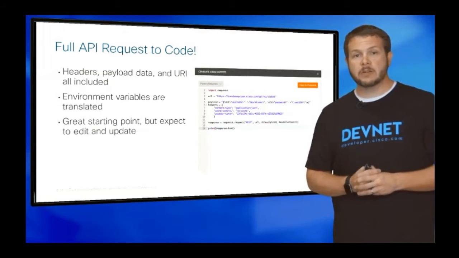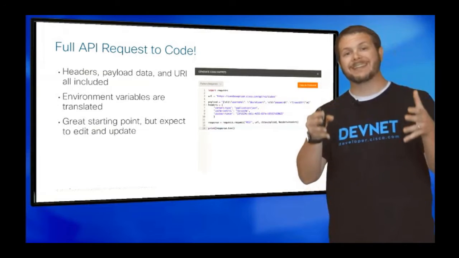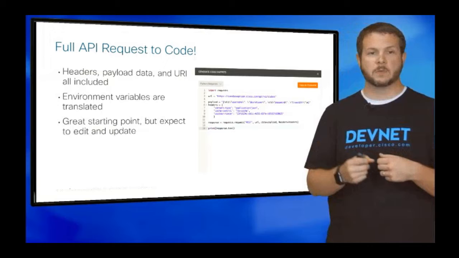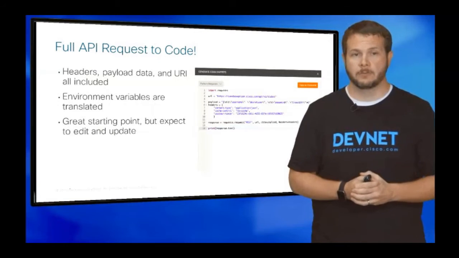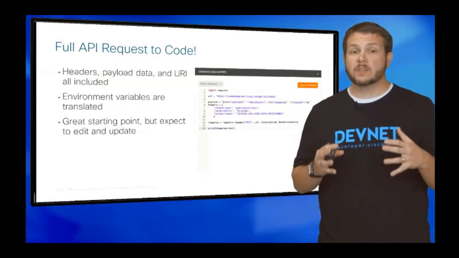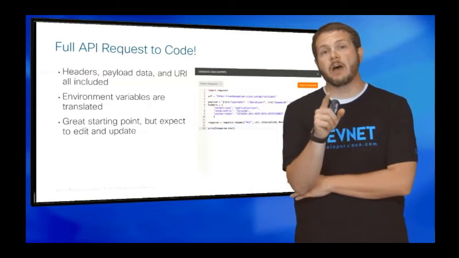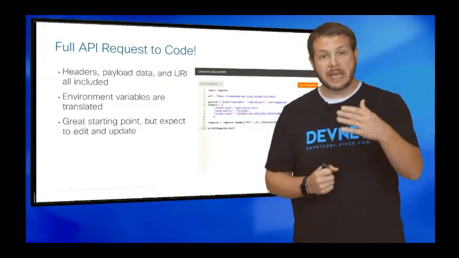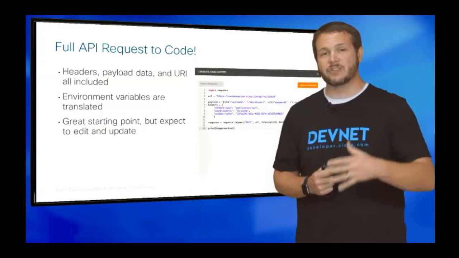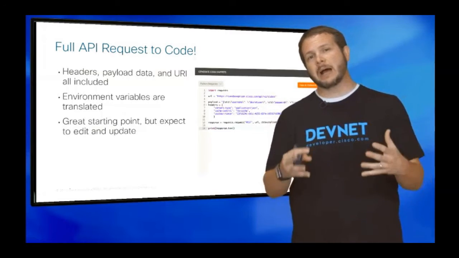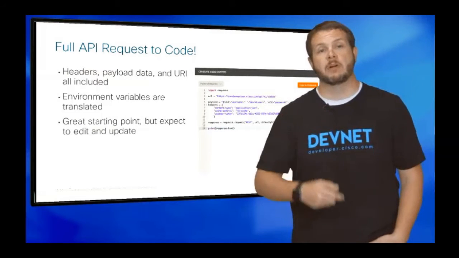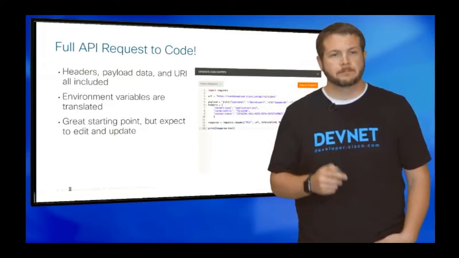Now, one thing to note here is the environment variables are put directly in. So even though you may be using a variable to represent your username and password, those get hard-coded into the code. That means that this is a great starting point, but you should expect to have to update and customize the code for exactly what you're after. You can test, this code should run exactly as your API request did, but to actually accomplish what you're after, you're probably going to have to do some code changes on top of what Postman auto-generates for you.